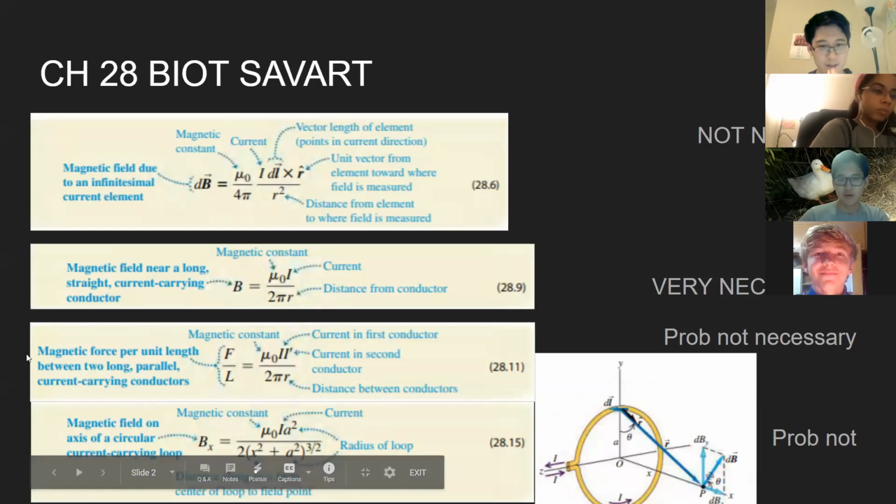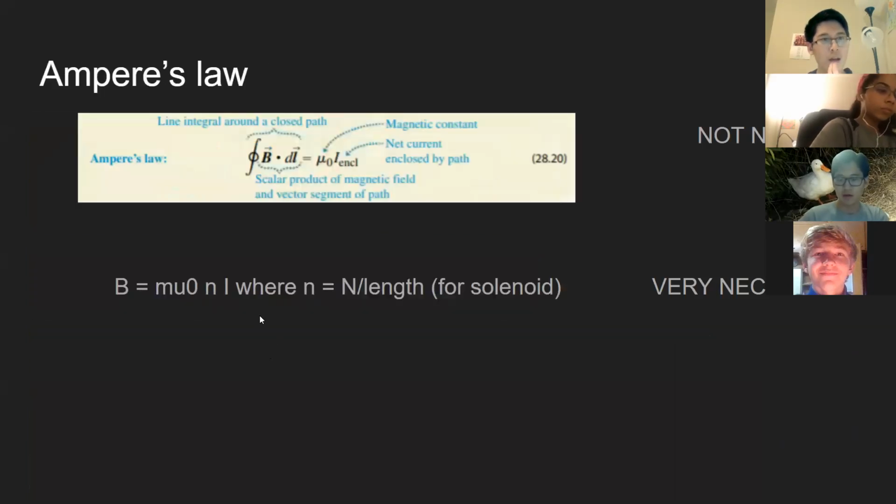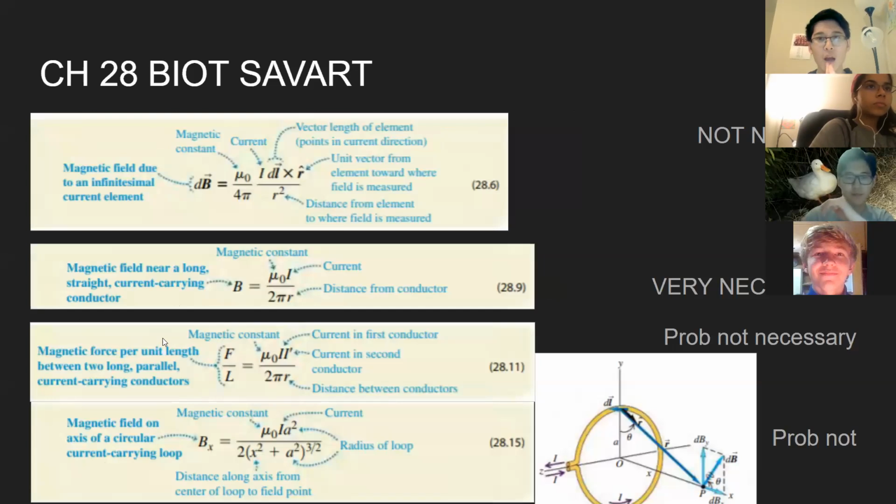The next equation, can y'all see my mouse? Yeah, we can see your mouse.